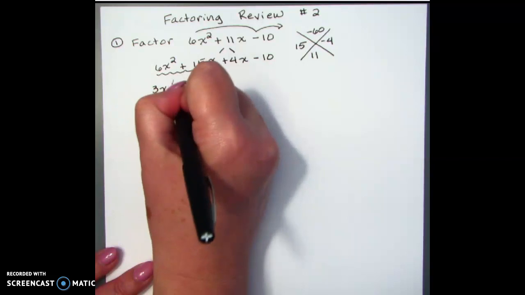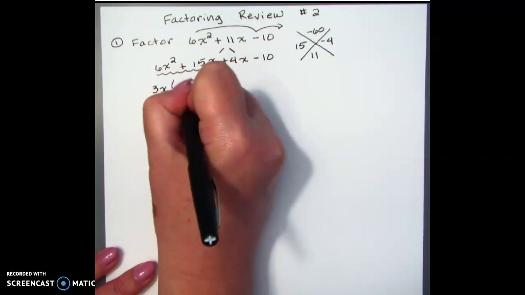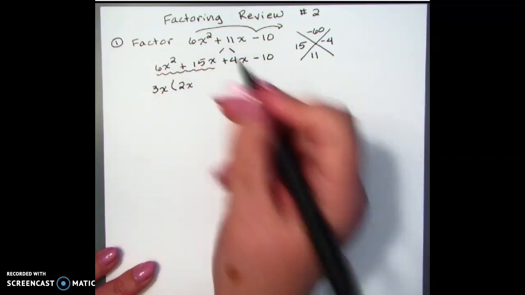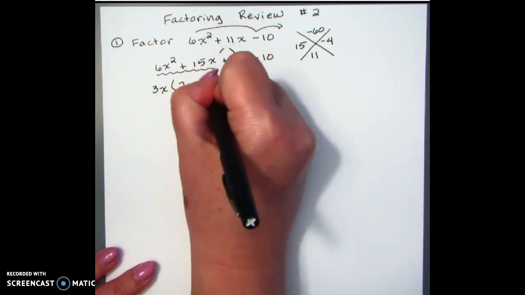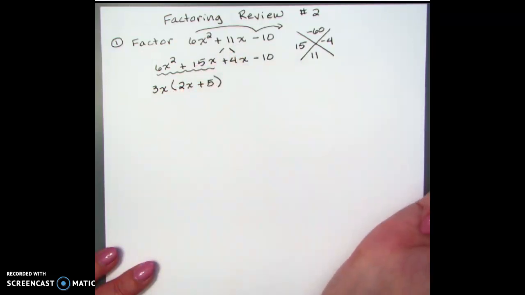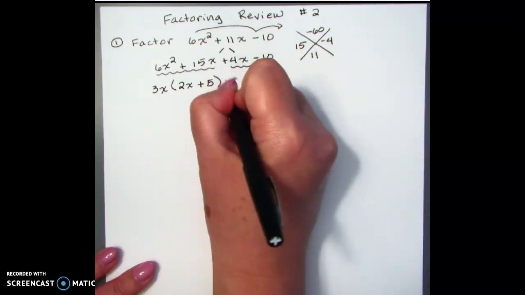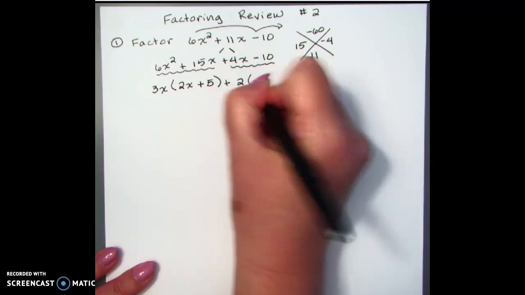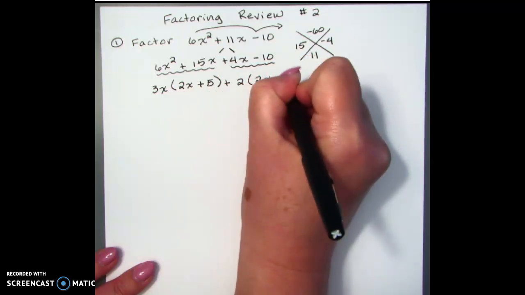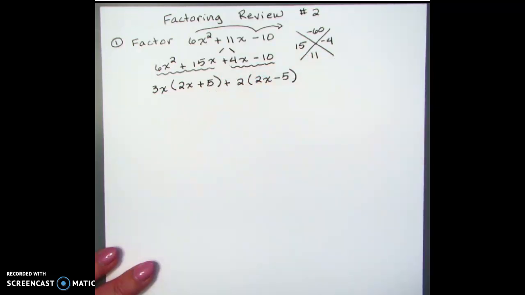And so when I factor that out, 3x times 2x gives me 6x squared, and 3x times positive 5 gives me 15x. Then I'm going to group the second group together, and then I can factor out a positive 2, and I'm left with 2x minus 5. And then the question is, how do we know that we did it right?